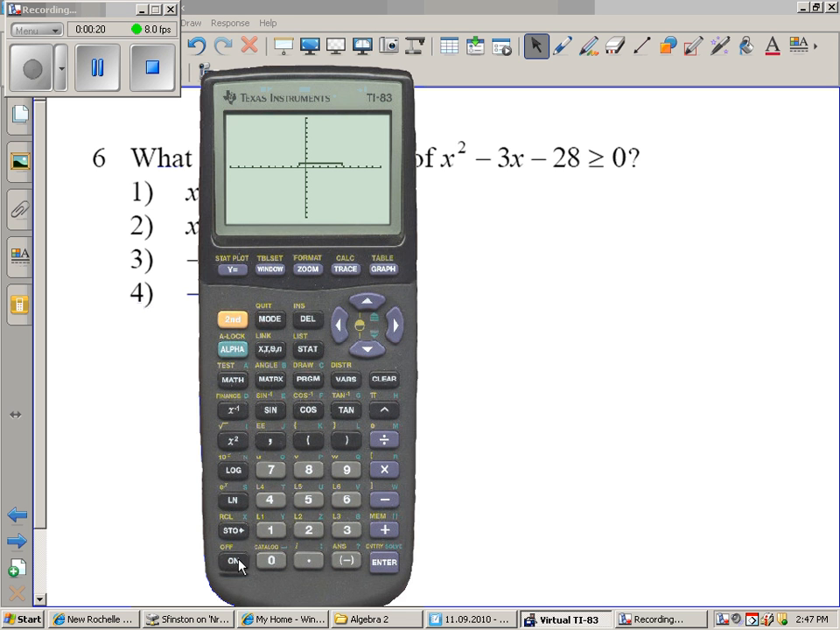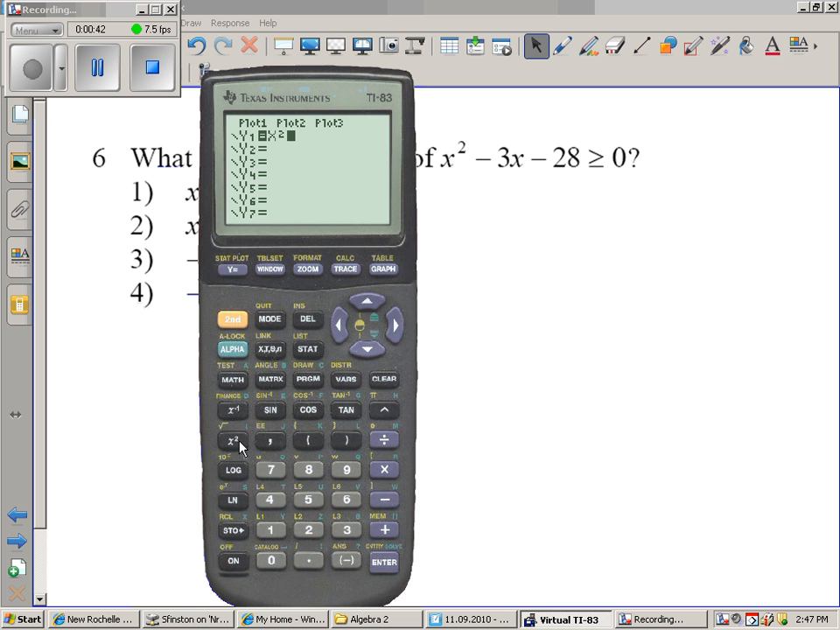First thing you have to do is just turn the calculator on. I'm just clearing out my calculator. Okay. So you turn your calculator on, you get this screen. The first thing you do is hit the y equals button. Type into the y equals screen the equation that you were given in the original question. That's this right over here, this x squared minus 3x minus 28.